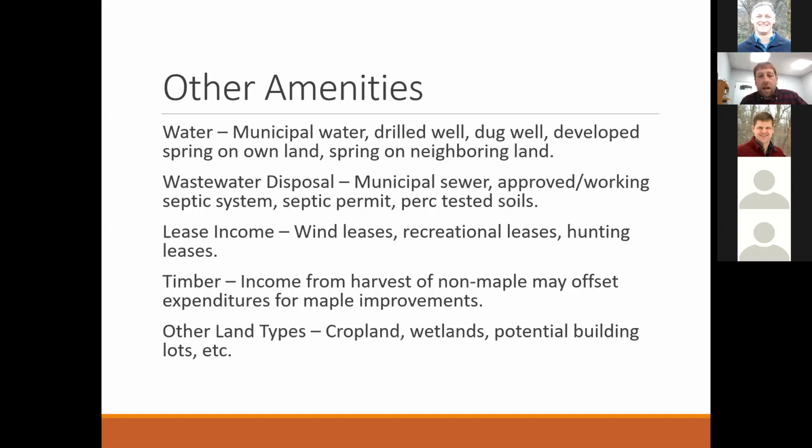Lease income, not directly related to maple leases, but are there other leases, like wind leases, recreational leases, hunting leases, that might bring some value to the table? Will there be some harvest of non-maple to offset expenditure for maple improvements? And then other land types. Do we have some cropland there? Are there building lots? Or do we have some wetlands that need to be considered as non-productive acreage?